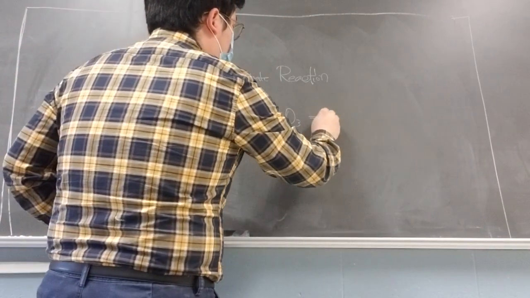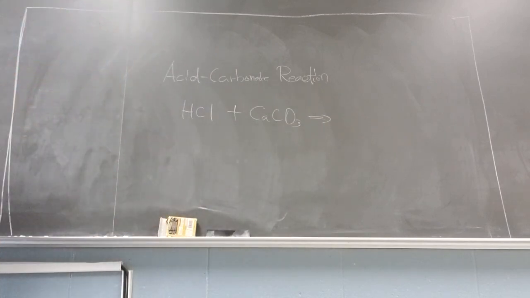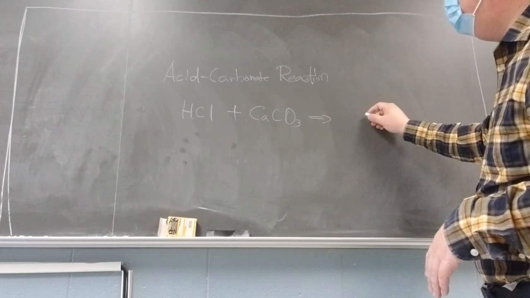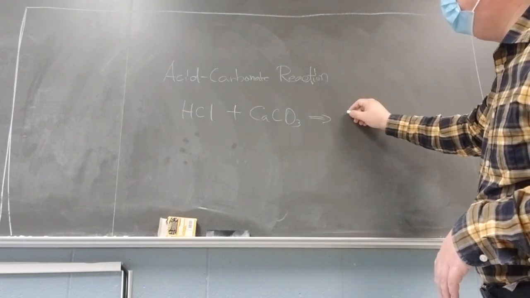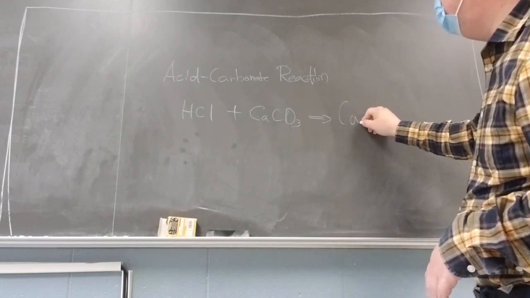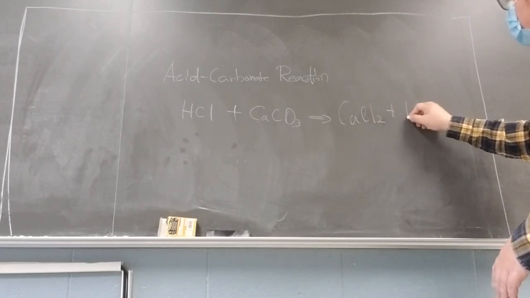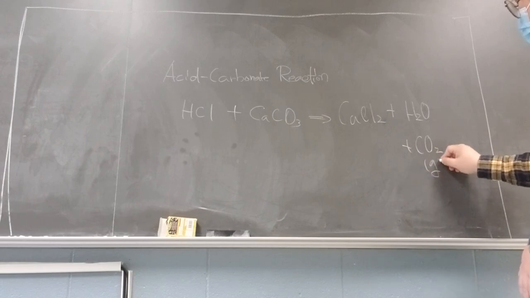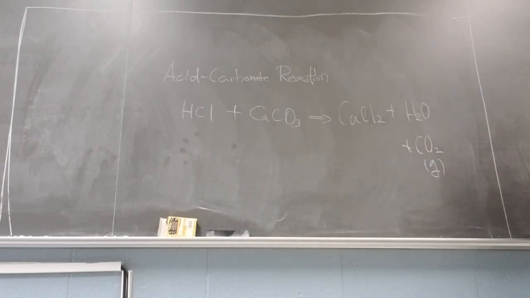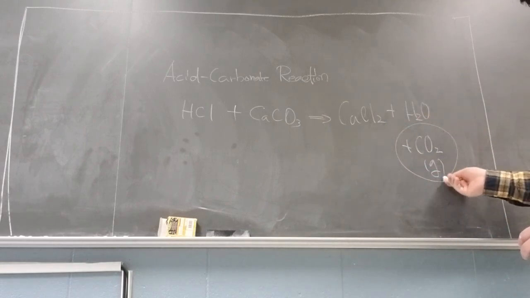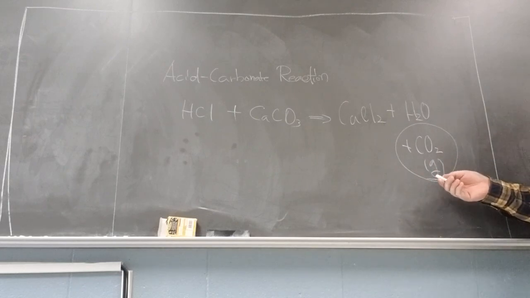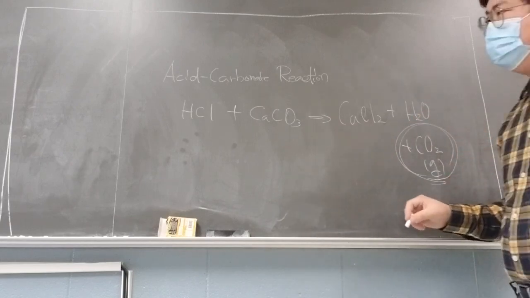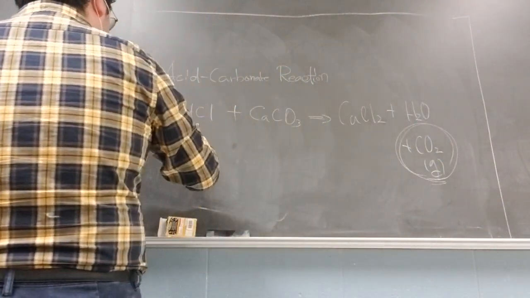So if that goes over there, what happens is you're going to have a formation of water, okay. This is the calcium chloride. The one thing that is kind of special about this one is you're going to see some gas formation, which is carbon dioxide over here. Okay, so this is why this is kind of special.